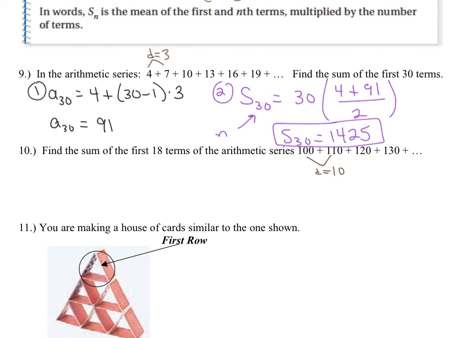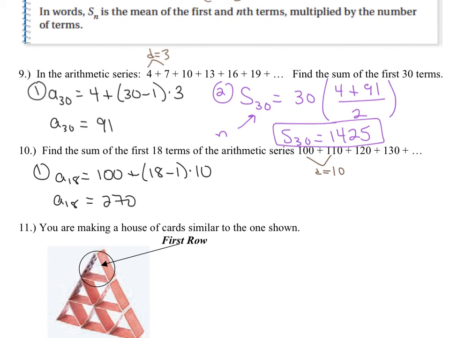So again, step number 1 is to figure out what the 18th term, the last term of this series, is. So a sub 1 is 100, because that's our first term, plus n minus 1. N is 18 in this specific problem. 18 minus 1 times 10. That was our common difference. So our 18th term turns out to be 100 plus 17 times 10, or 270.